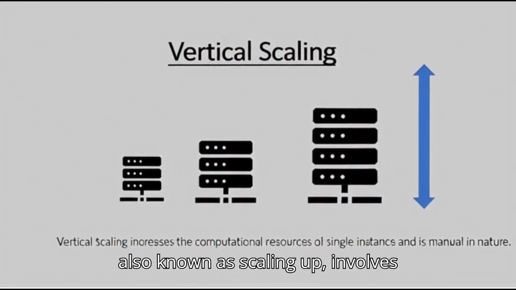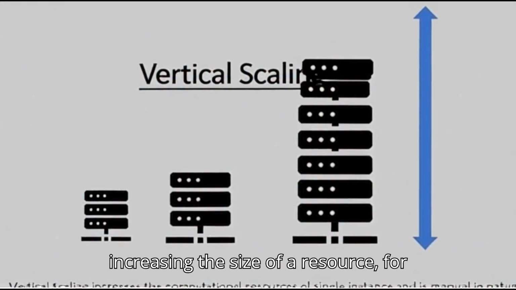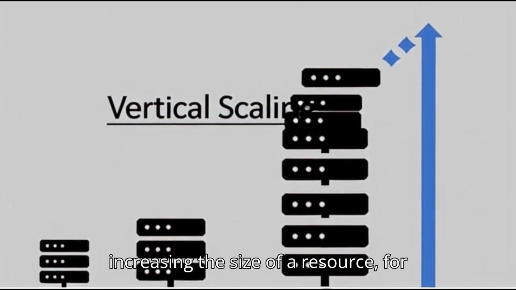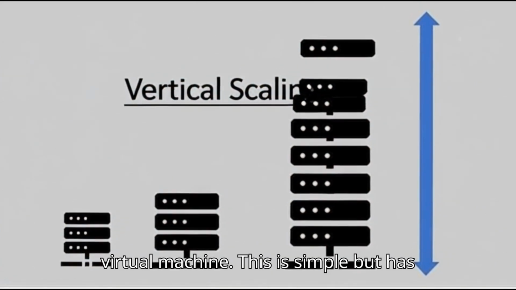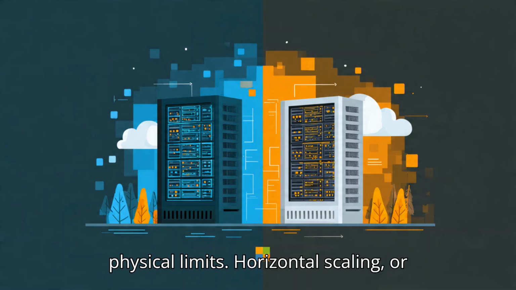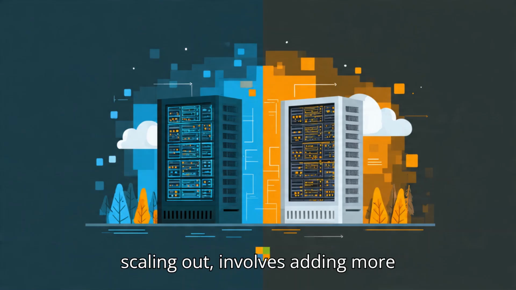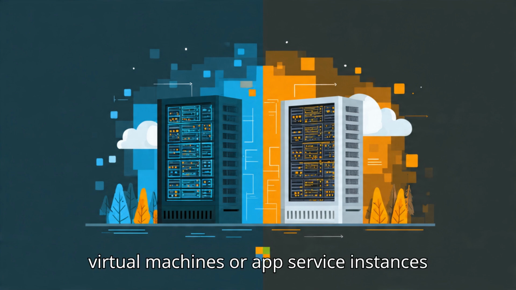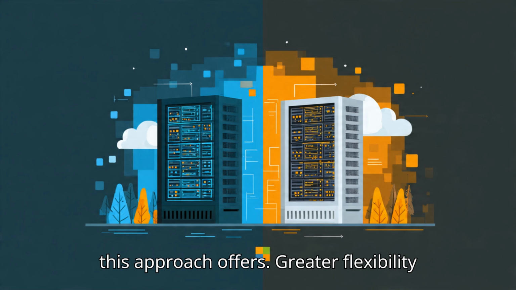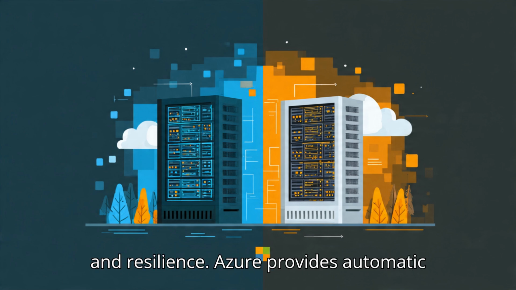Vertical scaling, also known as scaling up, involves increasing the size of a resource. For example, adding more CPU or memory to a virtual machine. This is simple but has physical limits. Horizontal scaling, or scaling out, involves adding more instances of a resource, such as multiple virtual machines or app service instances. This approach offers greater flexibility and resilience.